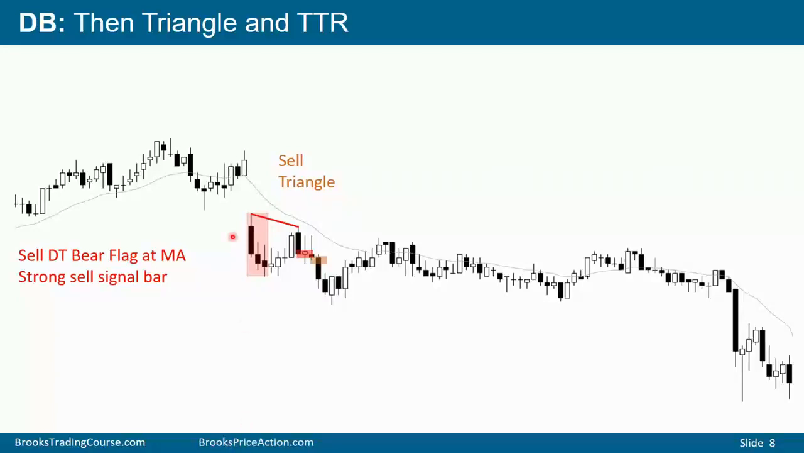If you want, you can call it a triangle, reversal down, reversal down, reversal down, and this would be a triangle sell, again below the moving average.